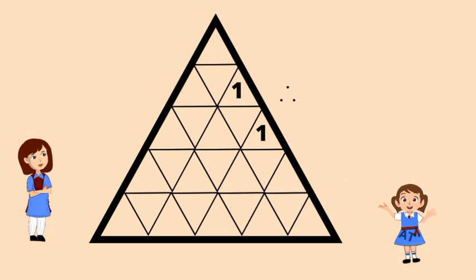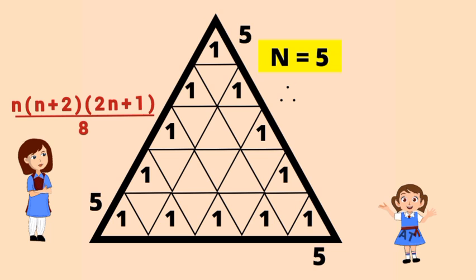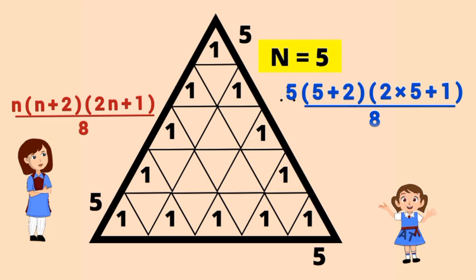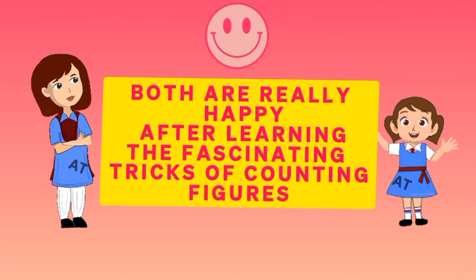Similarly, in this figure, the number of triangles on each side is 5. N equals 5, so we'll substitute the value of 5 in the formula. 5 into 5 plus 2 into 2 into 5 plus 1 divided by 8. We get the answer 48.125, but we only consider 48 triangles. Both Jija and Akshu are really happy.